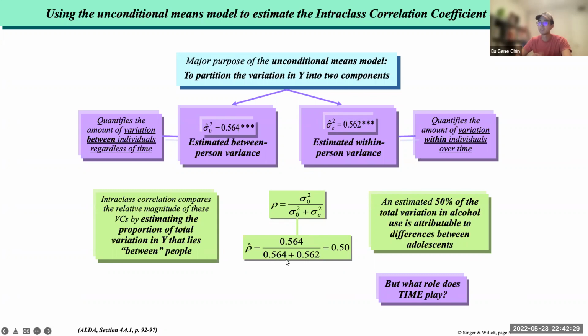So this total is supposed to give you the total amount of variation. And we basically want to know what amount of this total variation is actually attributable to between group differences. If you take this, we get 0.5, which suggests that 50% of the total variation in alcohol use is attributable to between group differences between the adolescents.